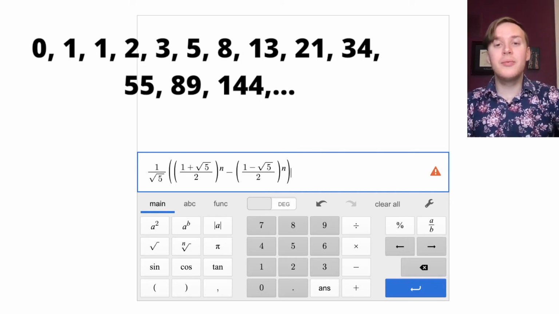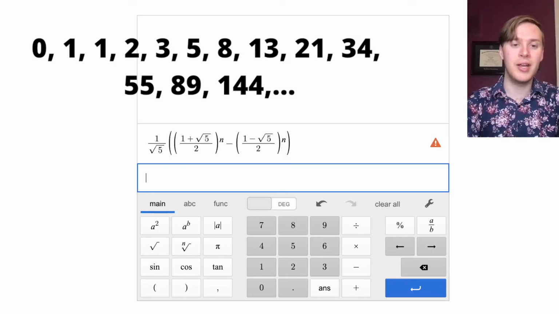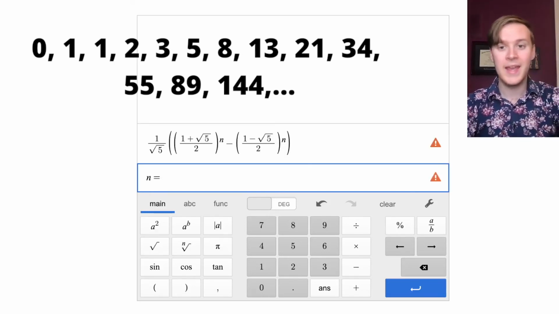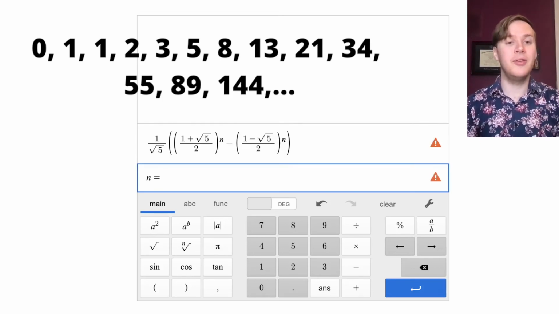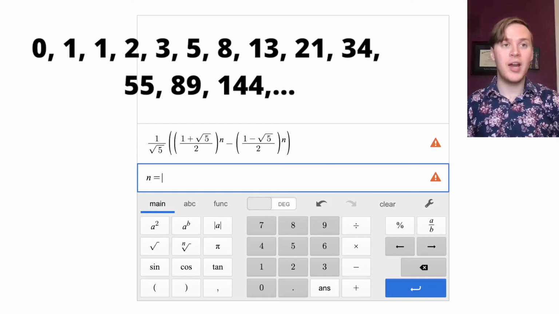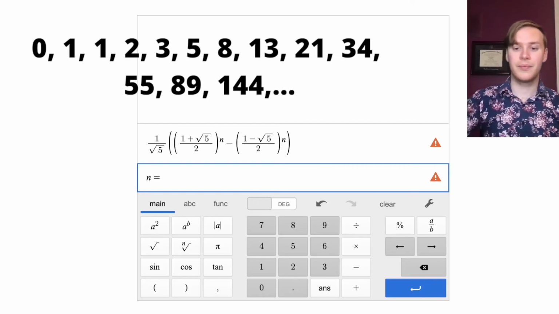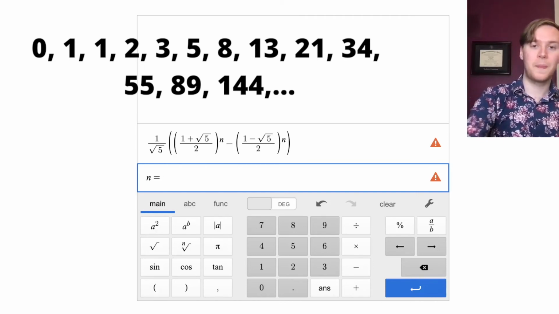So we're getting this warning sign because we have not told Desmos what n is yet. Once we tell Desmos what n is, it's going to be able to calculate this. So let's go to a new line and we'll say n equals. Now let's just test out the first few terms of the sequence. So now when I put in 0, I should get out the 0th term of the Fibonacci sequence, which we said was 0.